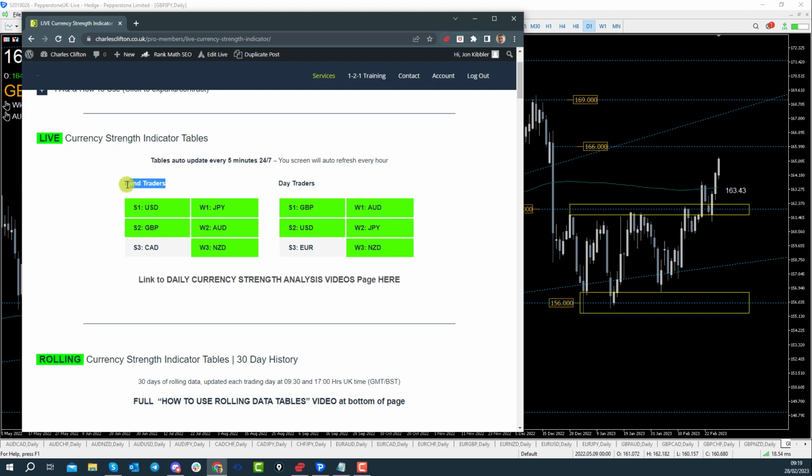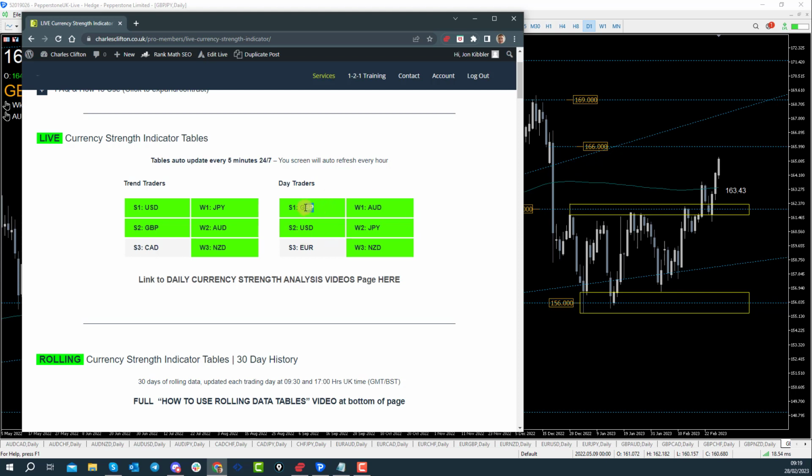So the trend traders today is showing us that the dollar remains top at S1 and is followed by the pound at S2. However, on the day trader side of things, the pound is topping the chart as S1, followed by the US dollar as S2. On the weak side of the trend traders, the Japanese yen tops it at W1, only appears as second on our day traders. The Australian dollar has come down to W2 on our trend traders, but is still W1 on our day traders. And finally, the New Zealand dollar is W3 on both.